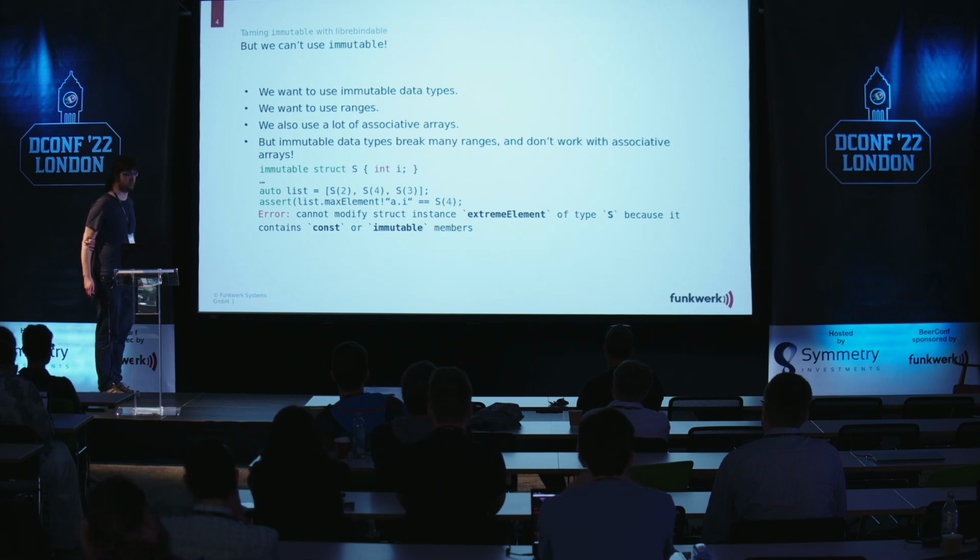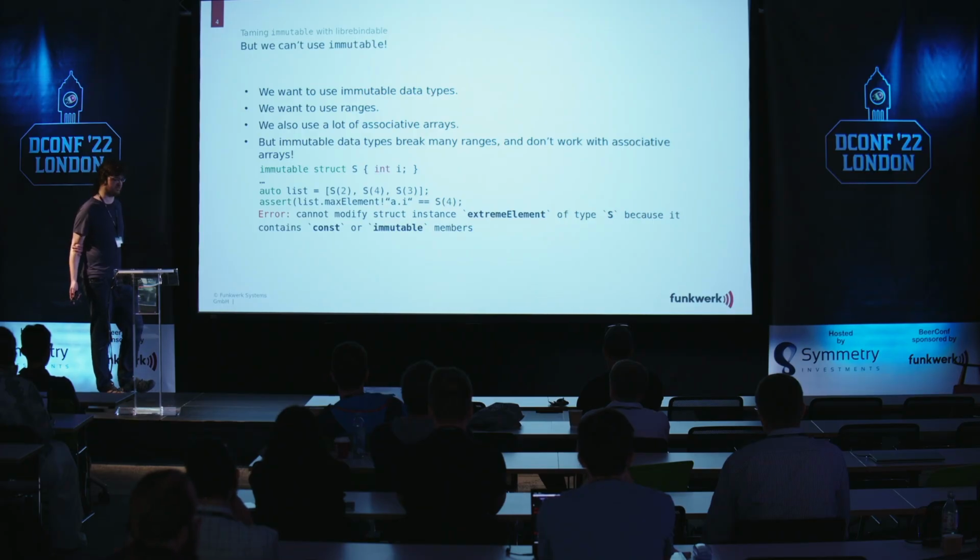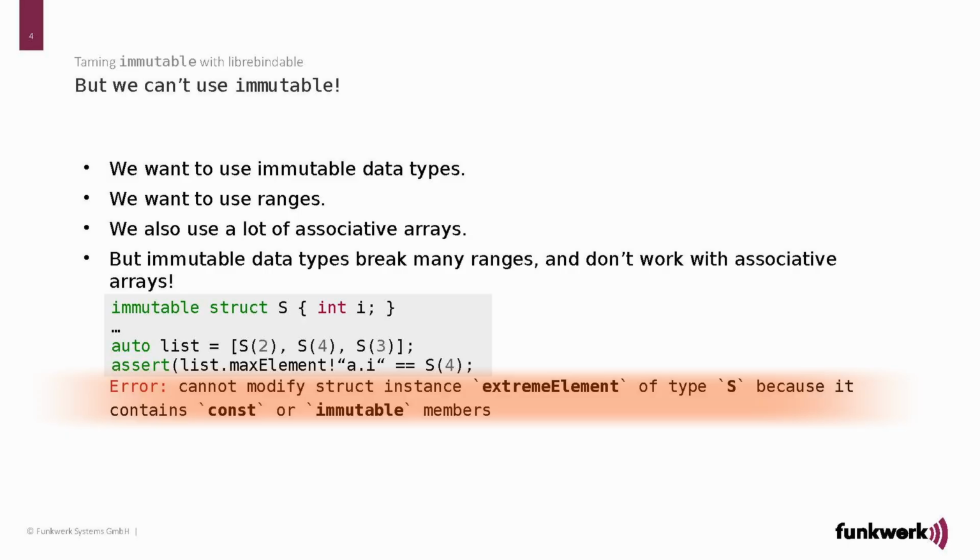And so what you're doing is, for instance, if you just take an immutable struct and you pass it to max element, which is a Phobos function to get the element for which the predicate passed has the biggest value, then you get this very beautiful error.